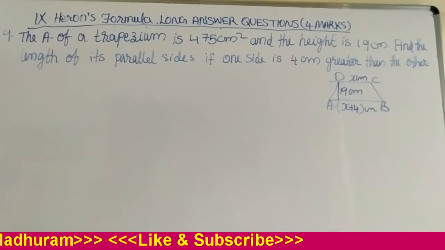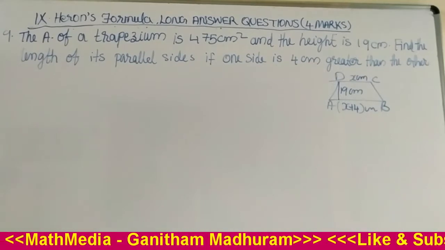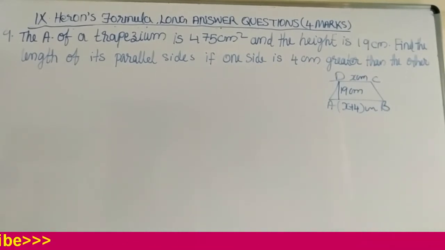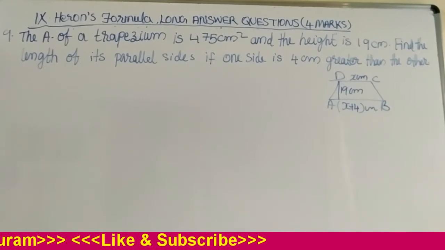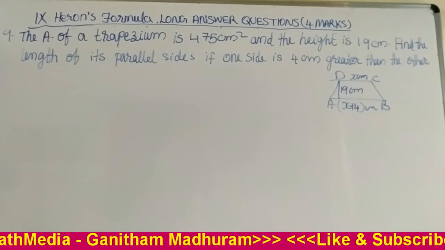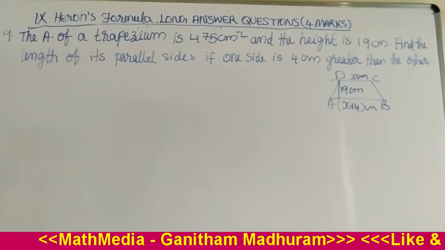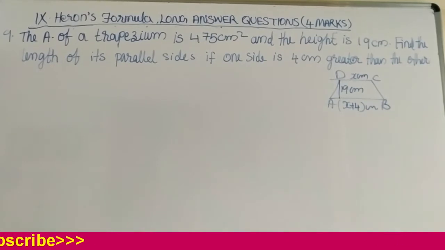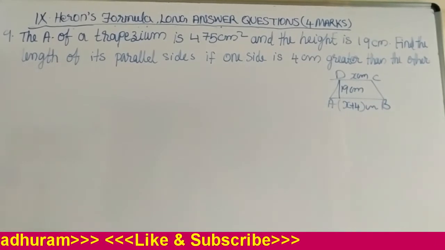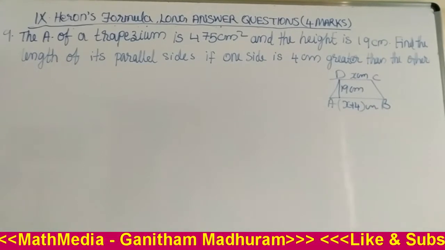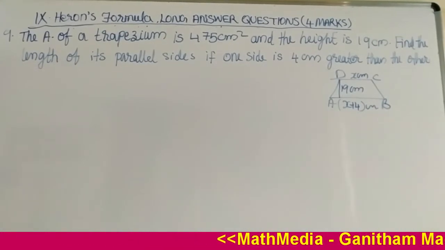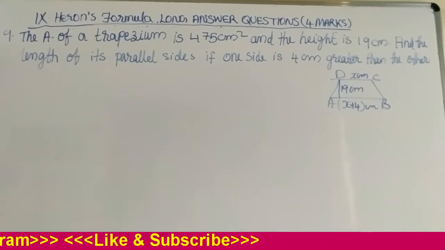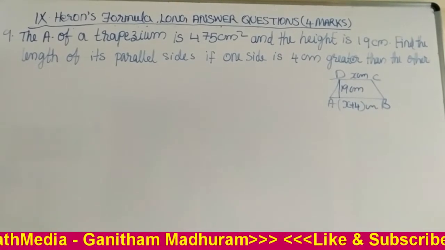So, a trapezium ABCD has been drawn over there and the perpendicular distance between parallel sides is given as 19 centimeter. We don't know the length of the parallel sides. They have given only that one side is 4 centimeter greater than the other side. So we can take one of the sides as x, so the other side will become x plus 4 centimeter.